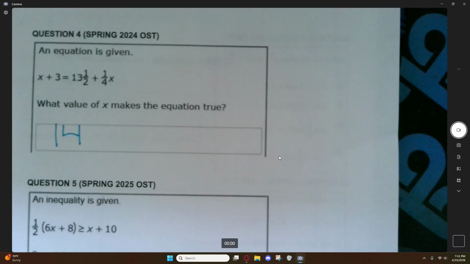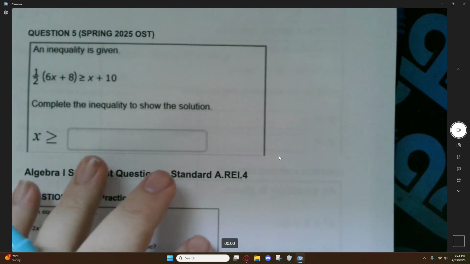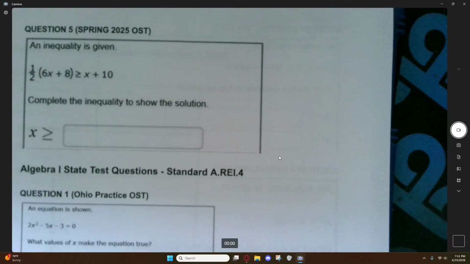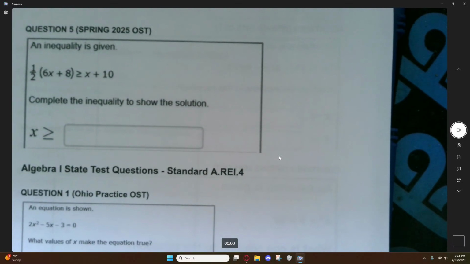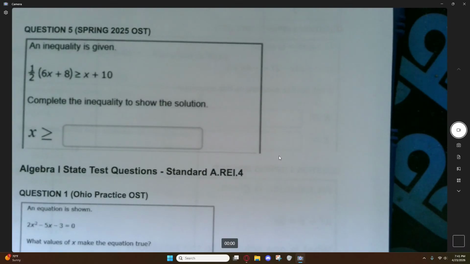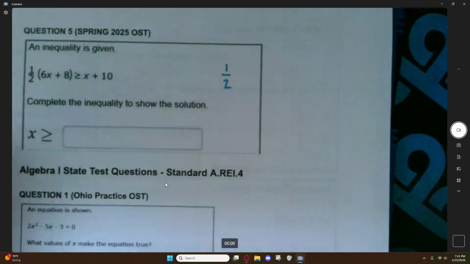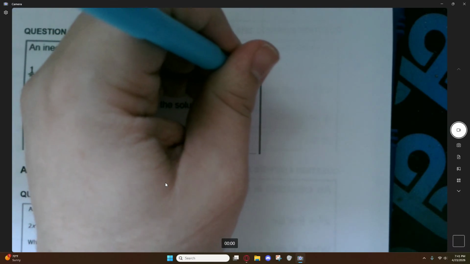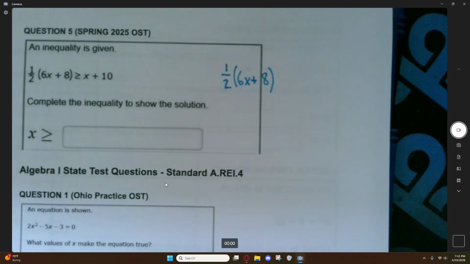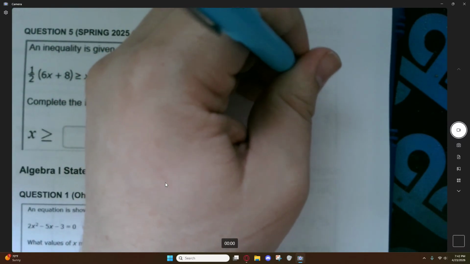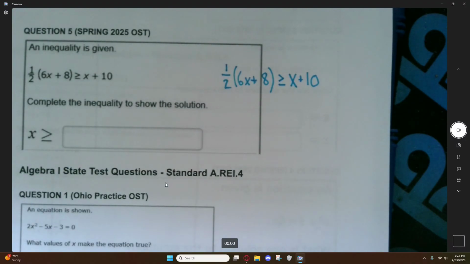All right. Question 5. An inequality is given. Complete the inequality to show the solution. So now they need you to solve this inequality. All right. So we're going to do this by hand first, and then we'll see if it works with Desmos. I'm going to move my writing over here so I have more room. 1/2 times 6x plus 8 is greater than or equal to x plus 10. Here we are.